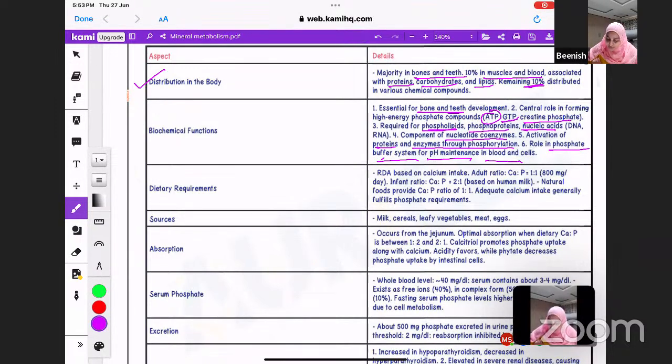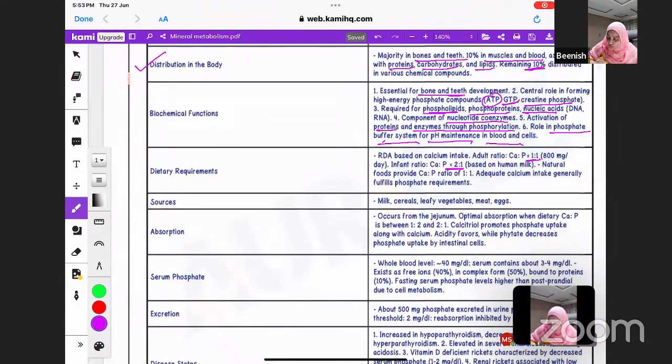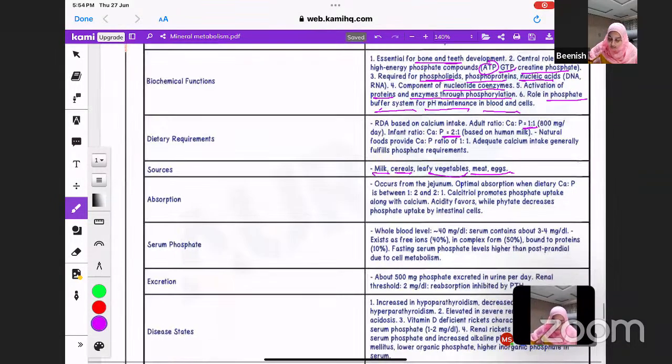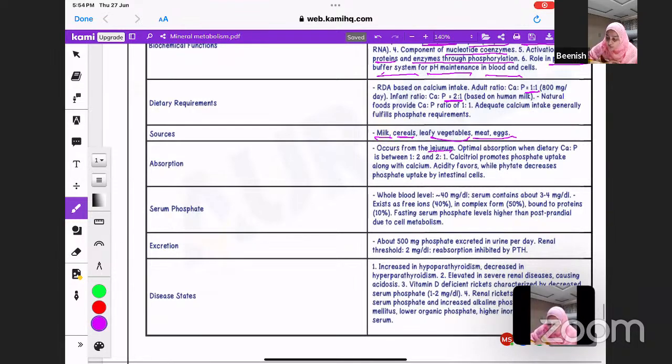Then talking about the RDA, which is based on calcium intake, the adult ratio of calcium and phosphorus is 1:1. And in infants, the calcium phosphorus ratio is 2:1. Then talking about the sources, milk, cereals, leafy vegetables, meat and eggs are the important sources of phosphorus in the body. Its absorption occurs through the jejunum. Optimal absorption occurs when the dietary calcium phosphorus ratio is between 1:2 and 2:1. So that is the ratio in which optimal absorption is going to take place. Calcitriol promotes phosphate uptake along with calcium. Acidity favors while phytate decreases phosphate uptake by the intestinal cells.